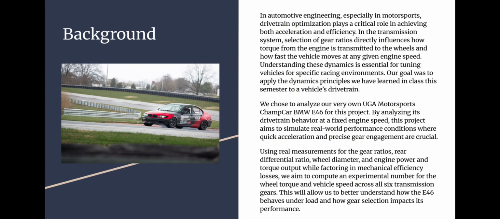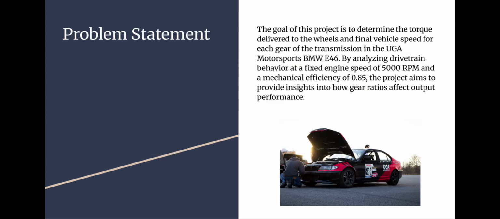This will allow us to better understand how the E46 behaves under load and how gear selection impacts its performance. The problem statement is the goal of this project is to determine the torque delivered to the wheels and the final vehicle speed for each gear of the transmission in the UGA Motorsports BMW E46. By analyzing the drivetrain behavior at a fixed engine speed of 5,000 RPM and a mechanical efficiency of 0.85, this project aims to provide insights into how gear ratios affect output performance.